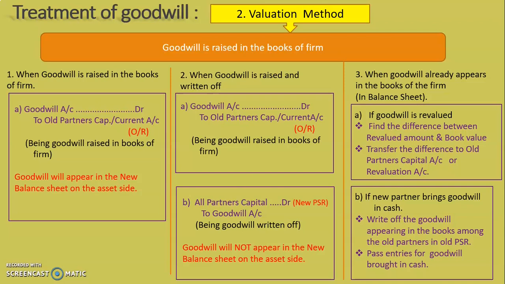But if the value of goodwill appears in the balance sheet and also the new partner brings goodwill in cash, then first we have to write off the goodwill that is appearing in the balance sheet among the old partners in their old profit sharing ratio. And then we have to pass entries for goodwill brought in cash.